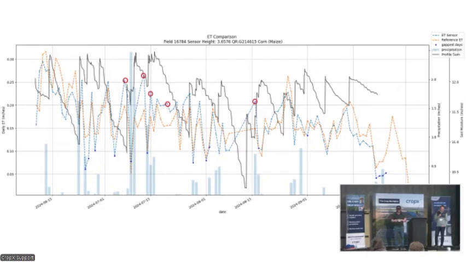For this one, the actual ET was 0.82 inches more than the reference ET. So there was about a 16.5% difference in the amount of water usage between the actual ET and reference ET. And this is also corn.